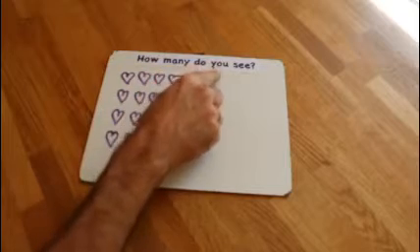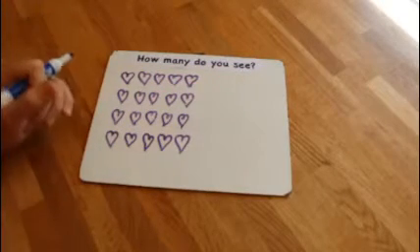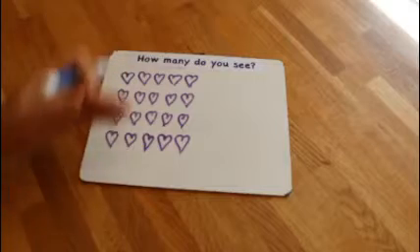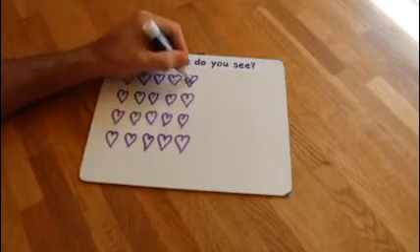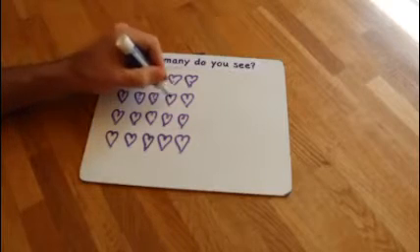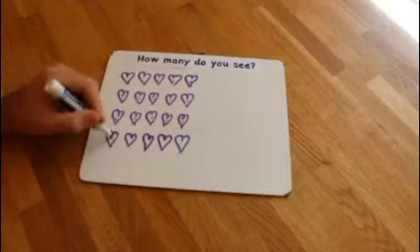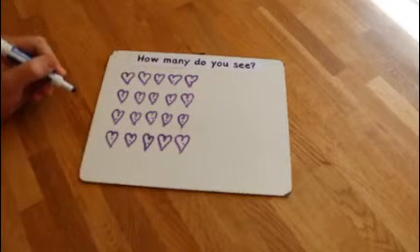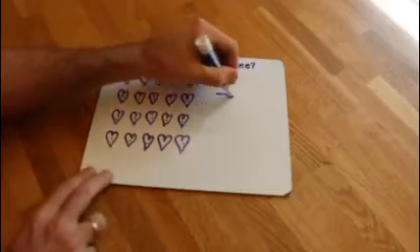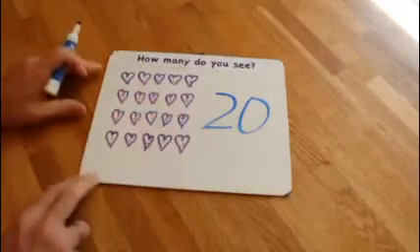How many do you see? When there are nice lines like this, let's count them just like we read. Left to right, top to bottom. Here we go. 1, 2, 3, 4, 5, 6, 7, 8, 9, 10, 11, 12, 13, 14, 15, 16, 17, 18, 19, 20. How do you write a 20? 2 for the 10, 0 for the 1s, 20.